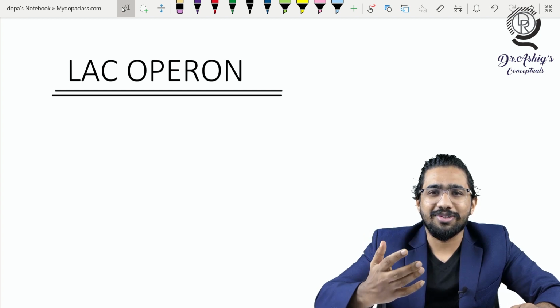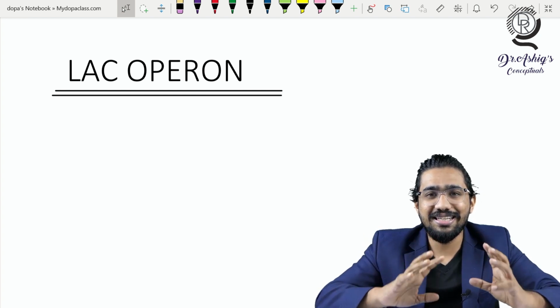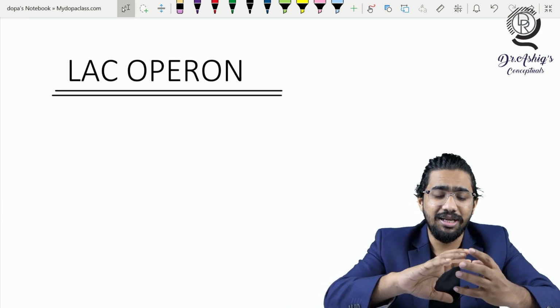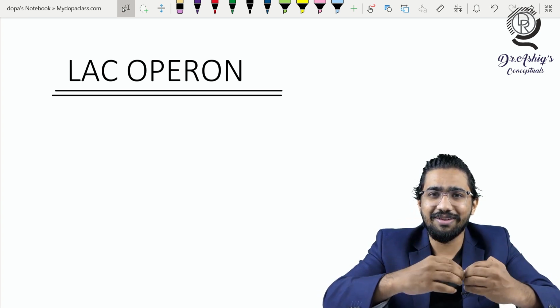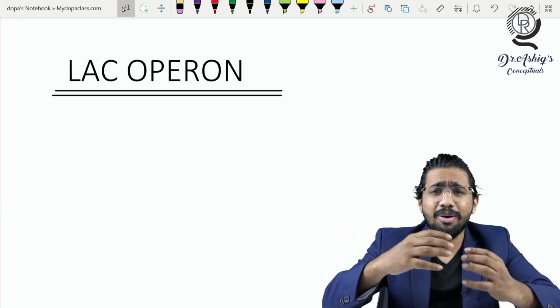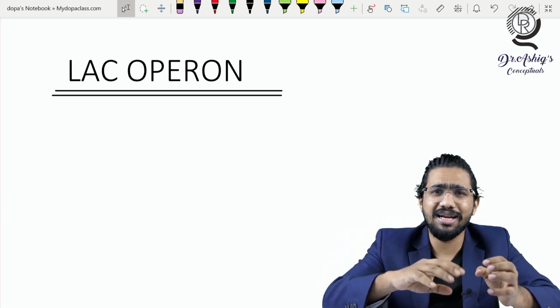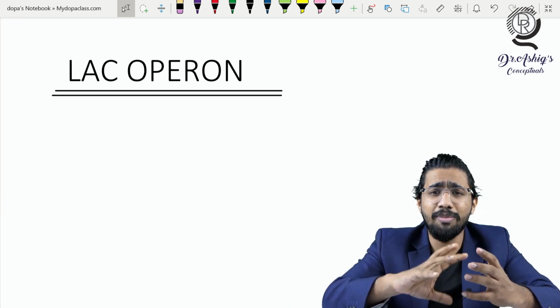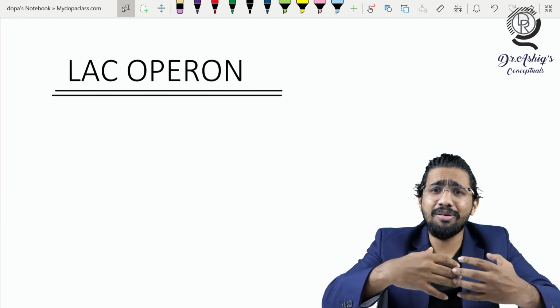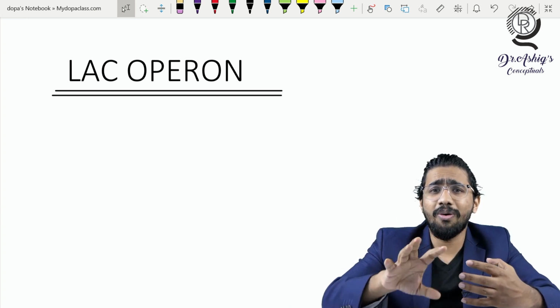What is the Lac Operon? You have to understand it is a gene regulating system. Why are our genes regulated? There are a lot of genes in our body and every gene codes for some particular protein. Not every protein is needed in our body all the time. Our body needs a particular protein only at certain times. So what will our body do if we don't need a protein?